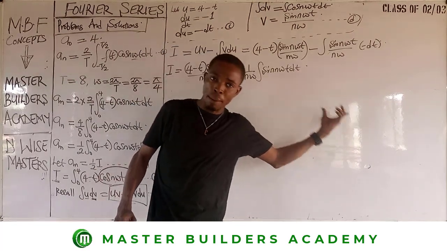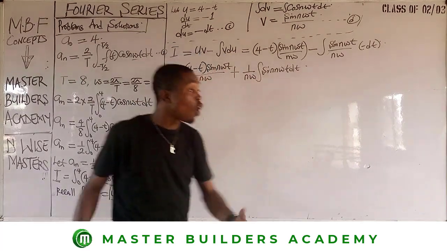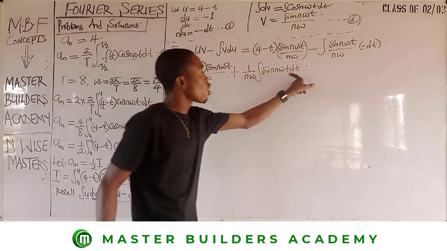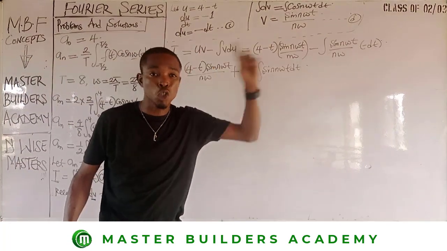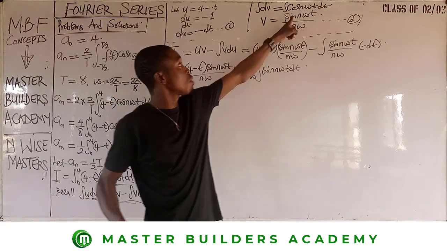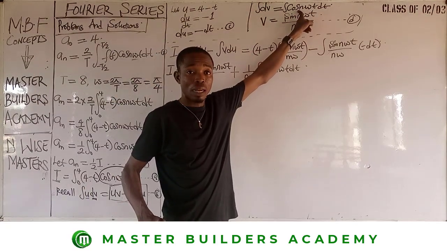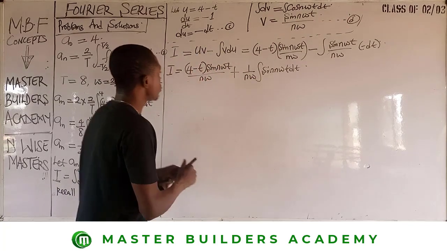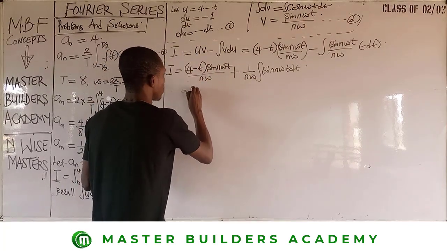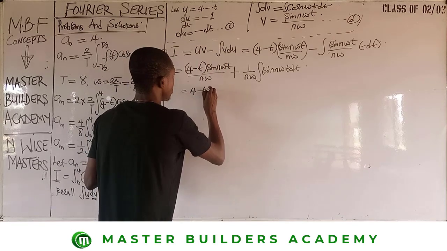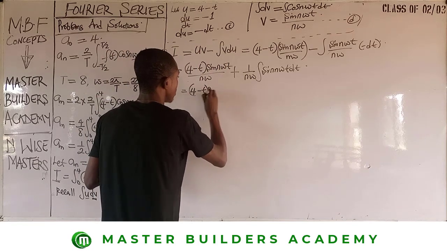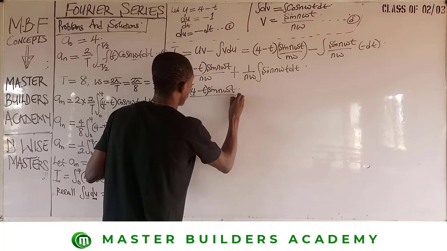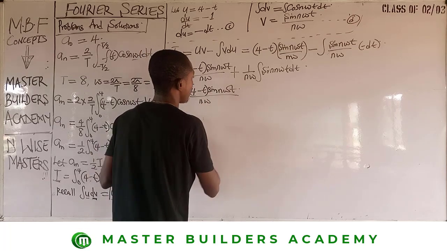We are not going to implement the law of integration by parts here because this is no longer a product of 2 functions but just a singular function. So the same way we treated this one is the same way we are going to treat this one now. So all we need to do now is to have that this is equal to (4 - t) sine n omega t all over n omega.